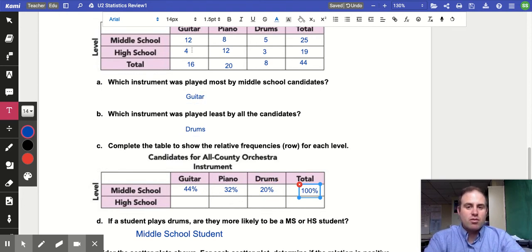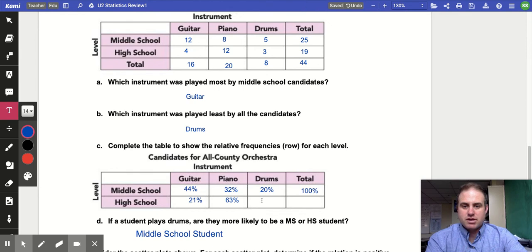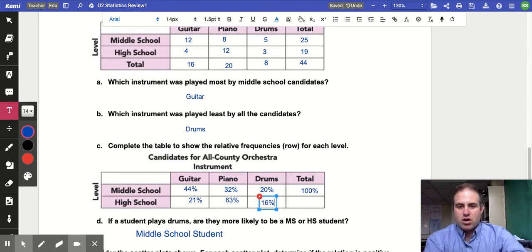Now here my numbers will be a little bit more complicated. 4 divided into 19 will give me 21%. And then what do I got? 12 into 19 for 63%. And then finally, 3 into 19 for 16%. And again, these will all add to be 100% total.